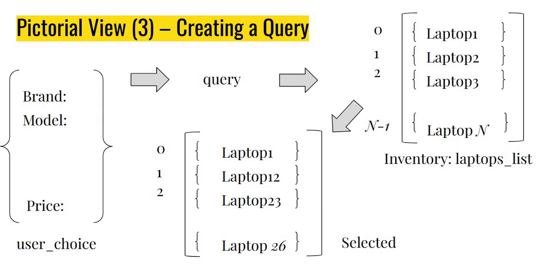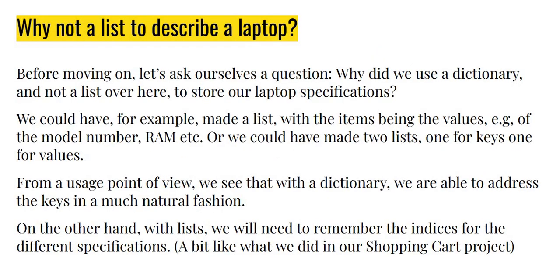The one question that comes up is, what exactly would have happened if I had not started with a laptop being a dictionary? What if we had put a list to describe a laptop? Yes, we could have done that. For example, we could have made a list with all the specifications. The brand becomes item 0, the model becomes item 1, RAM becomes item 4, whatever, in that order, we could have created a list. Or we could have considered making two lists, one for the keys, one for the values.